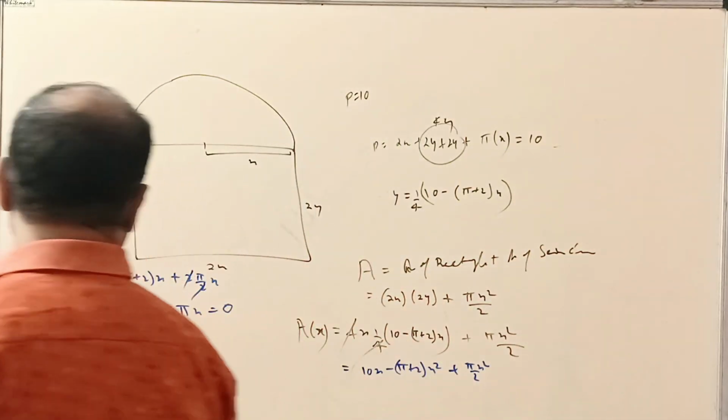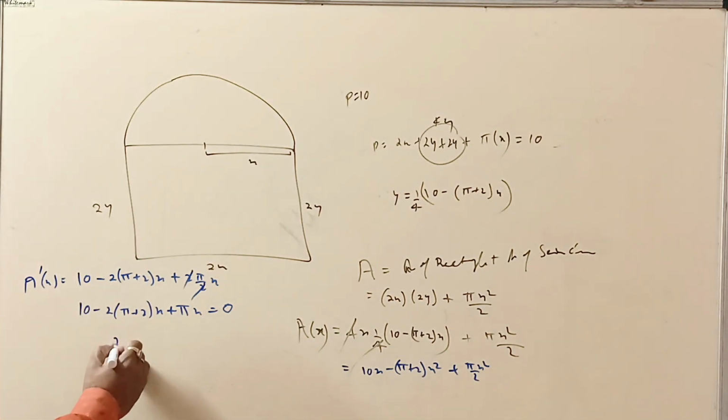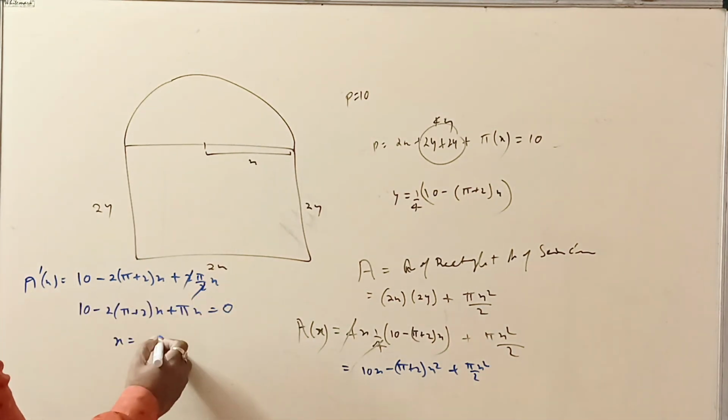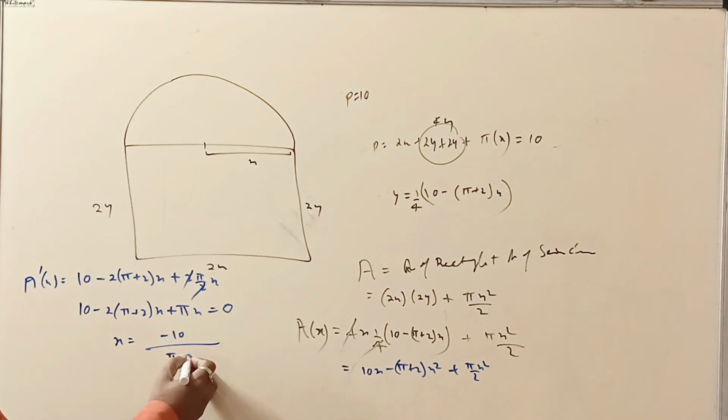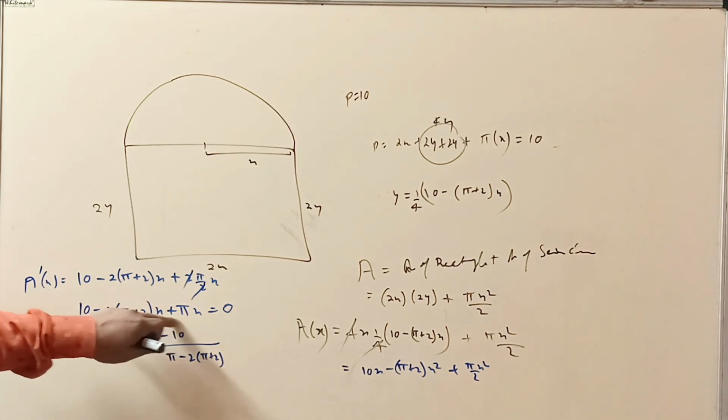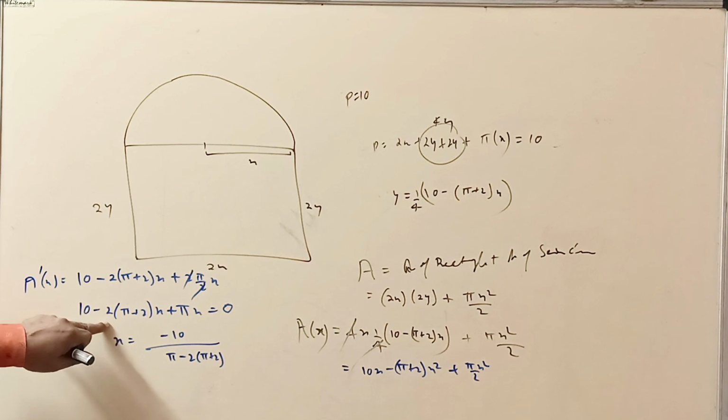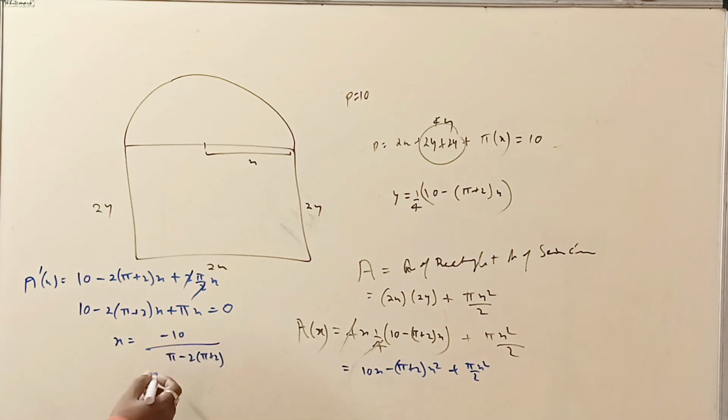Now if I do all these things, what value of x will I be having? x will be, 10 will go there, this will become minus 10, and in the denominator you will be having pi minus 2 (pi plus 2). Okay, if we take x common from these two parts, I will be having pi minus 2 (pi plus 2), and x will be common here, and this 10 will go there. Okay, now this is the value of x. Furthermore, I can solve it.